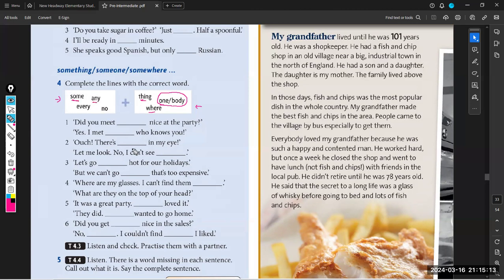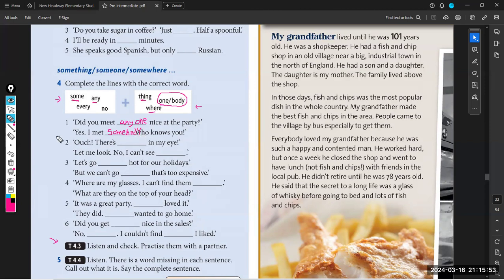Please be careful. Okay, let's apply this to this exercise, and then we will listen to the recording to check our answers. Maybe we have a certain mistake. One, did you meet nice? Anyone or anybody? Amazing. So anybody. Anybody or anyone, both of them are correct. Yes, I met who knows. Somebody. I met somebody or someone, exactly. I met somebody who knows you.